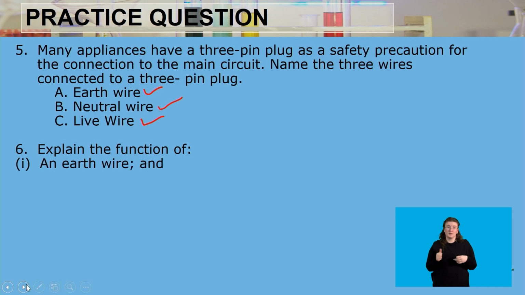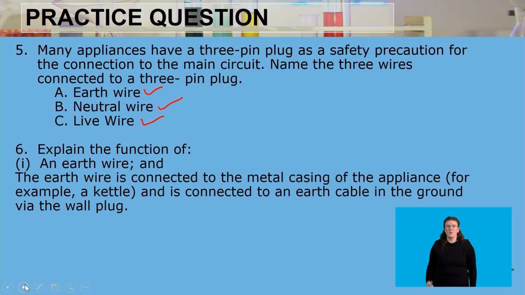So now the next question is asking us about the functions of these wires that we have just mentioned. So the first question says, explain the function of an earth wire. So we're going to explain the function of an earth wire and another wire as well. However, to begin with the earth wire, that is connected to a metal casing of the appliance, for example, a kettle. And it is connected to an earth cable in the ground via the wall plug.